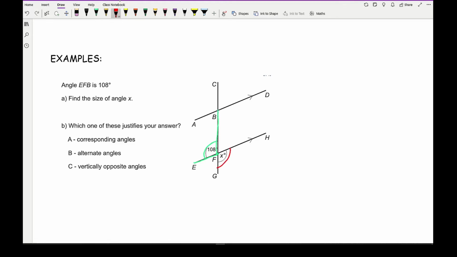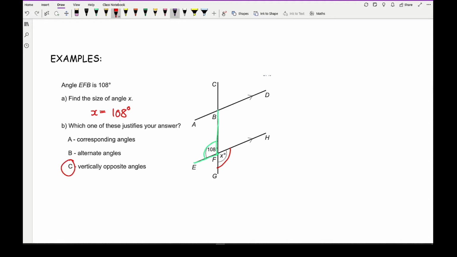So using the properties that we've gone through, we can see that the angle that has been given is obtuse, and this one, angle X, is also going to be obtuse, and obviously they are opposite each other, so it's fair to say that angle X is going to be 108 degrees. And the question is asking us which one of these justifies your answer. Well, they are opposite each other, so it's going to be C.